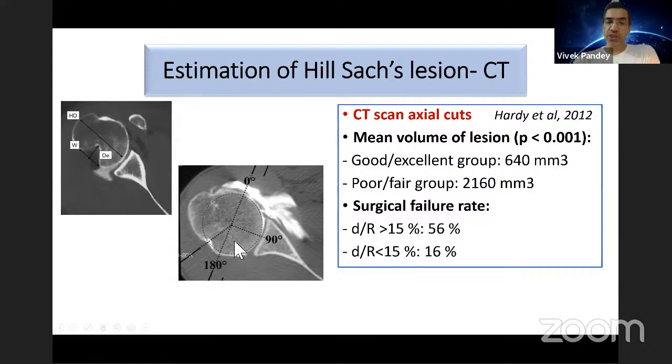Said that, again, you can measure the depth to the radius index. If it is more than 15%, the surgical failure rate can almost inch up to 56%. And if the depth to head radius ratio is less than 15%, probably the recurrence rates are less. Again, if you carefully see, they all are talking about how wide and how deep these lesions are. That's how they start becoming more and more engaging.